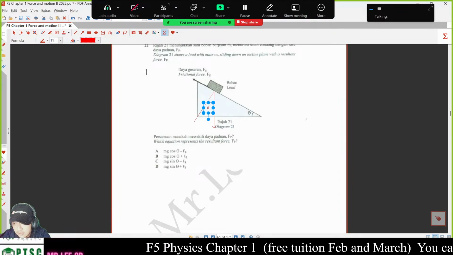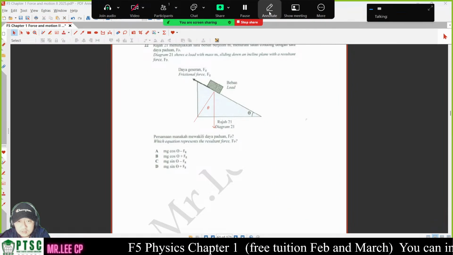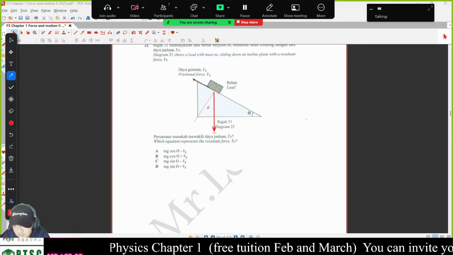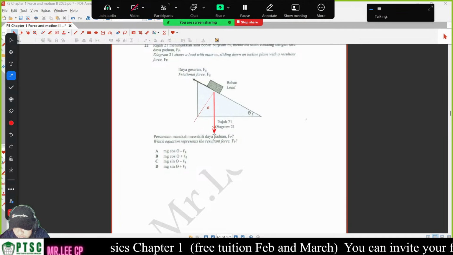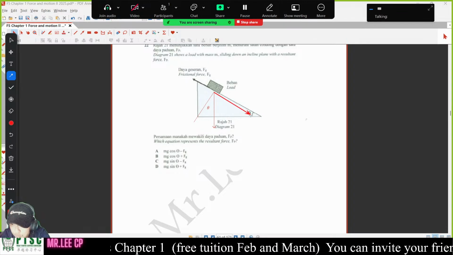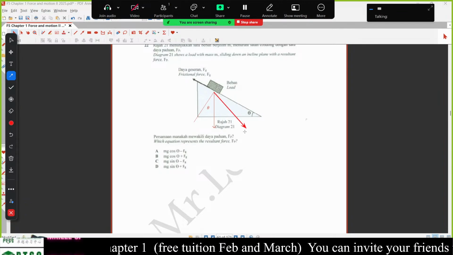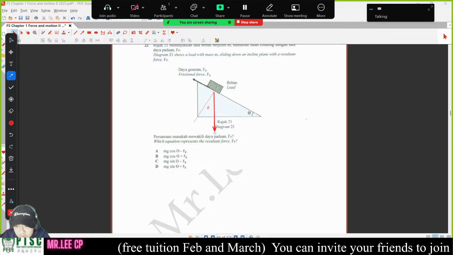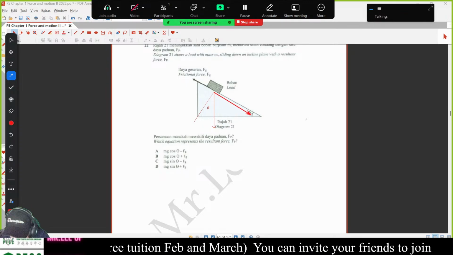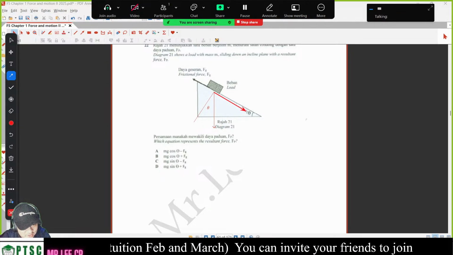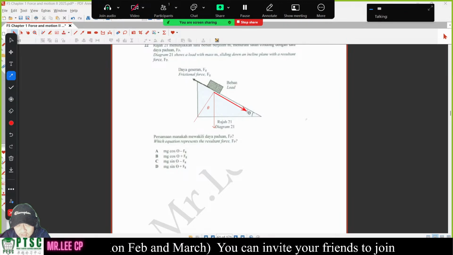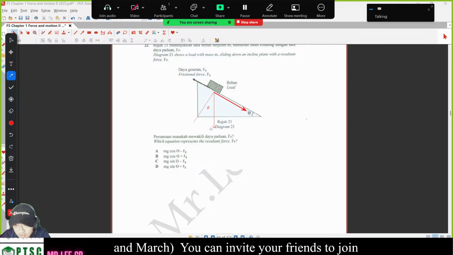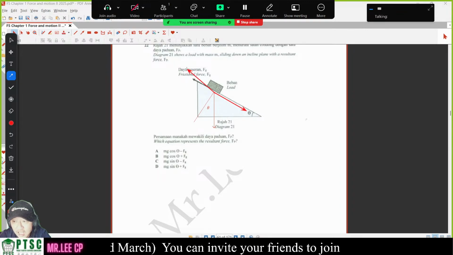Okay. So now, the force that brings it downward here is W, right? W or mg. Touch or not touch 30? This one is mg, right? Touch or not touch theta? Not touching, we use sine. Am I right? So, mg sine theta minus fg.